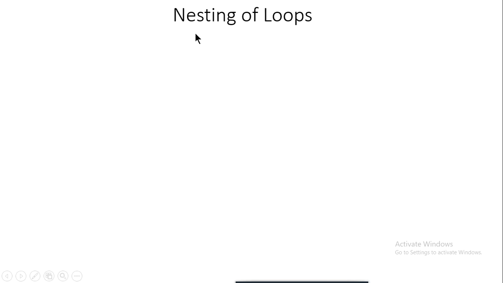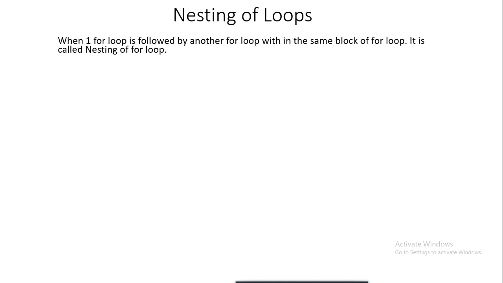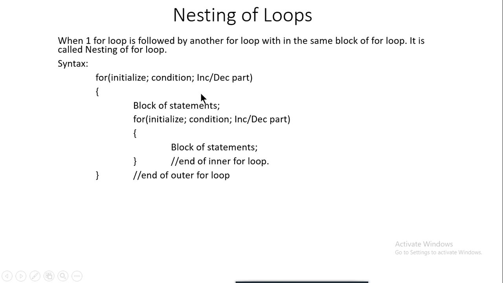What do you mean by nesting? When one loop is followed by another for loop or any other loop within its block, then it is called nesting of loops. So when one loop is followed by another for loop within the same block of for loop, it is called nesting of for loop. Syntactically, a nested for loop looks like this.